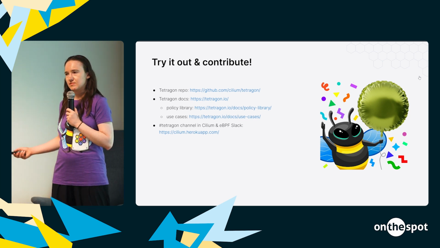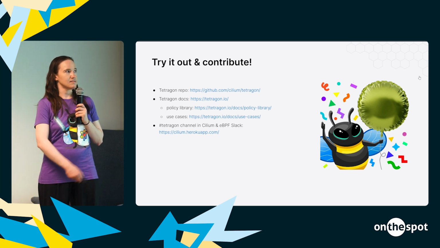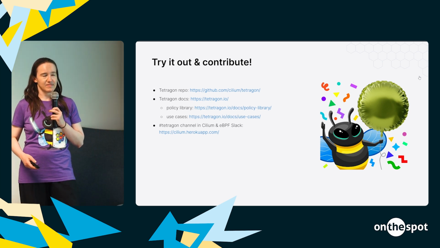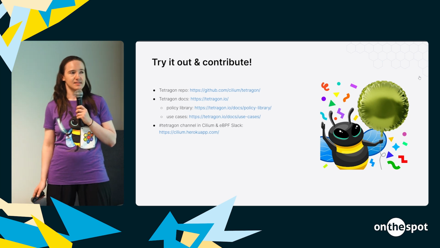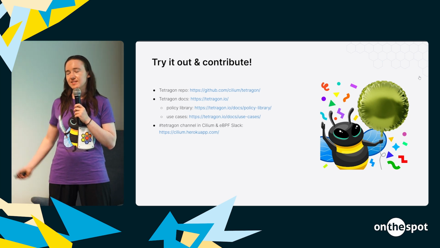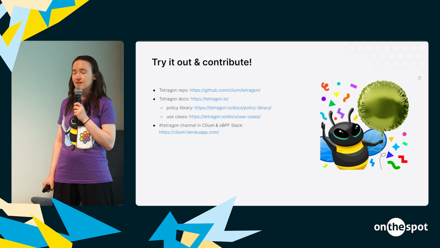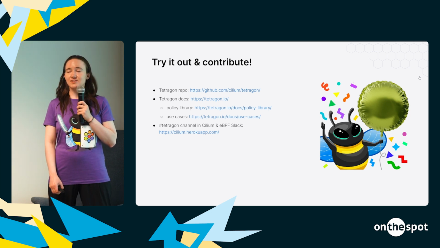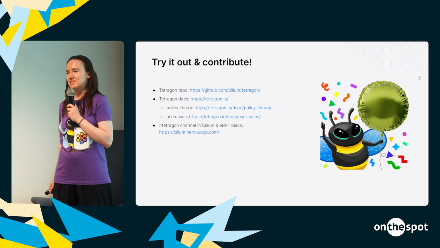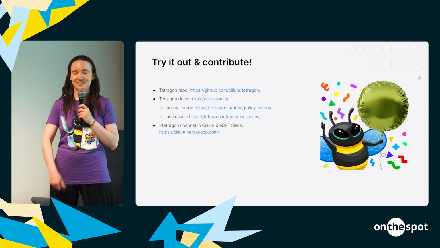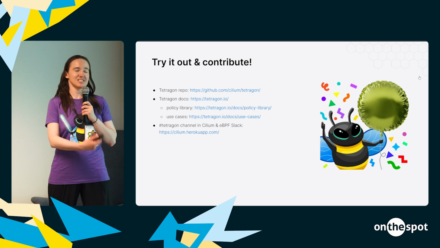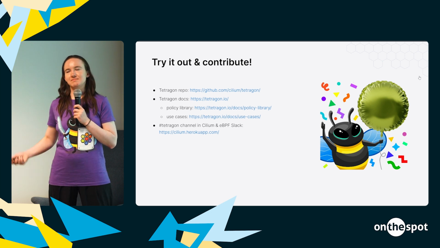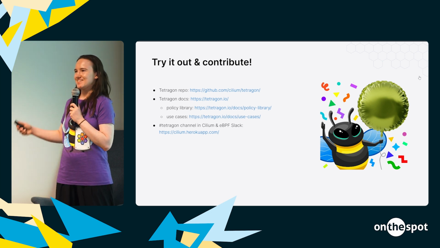The Tetragon repository is on GitHub under the Cilium organization, and the Tetragon documentation is at Tetragon.io. In the Tetragon documentation, you can also find walkthroughs of a few of these use cases and the policy library too. And we have Slack. There is a Cilium and eBPF Slack, which you can register in, and there's a Tetragon channel, so feel free to jump in and ask questions or share whatever you want to share. And in general, if you are interested in eBPF and want to connect with people using eBPF daily for many different things, then this is the right place to be.